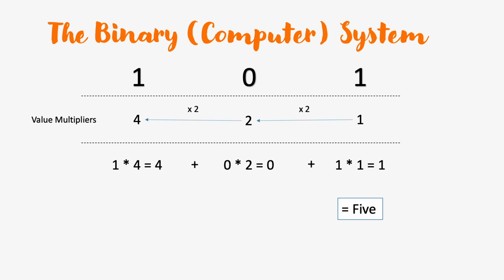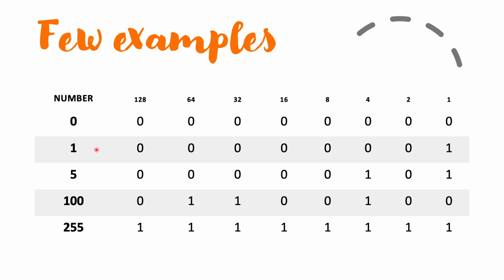In this way we can represent all numbers in the universe using just the two digits 1 and 0. This is why this system is called the binary system, where we have just two options, 1 or 0. Now let's talk about a few examples. So in the first column I have decimal numbers 0, 1, 500, etc. And here in the first row I have the place values. As we learned, the first one is 1, we multiplied by 2, so we get 2, then we multiplied by 2 to get 4, then 8, 16, 32, 64, and so on and so forth.